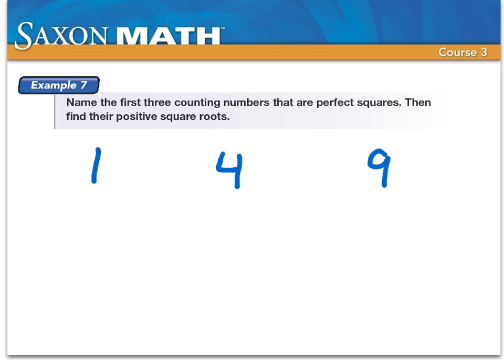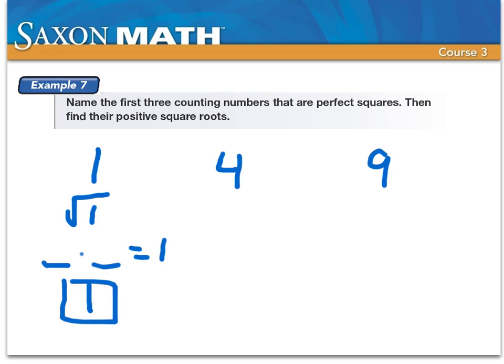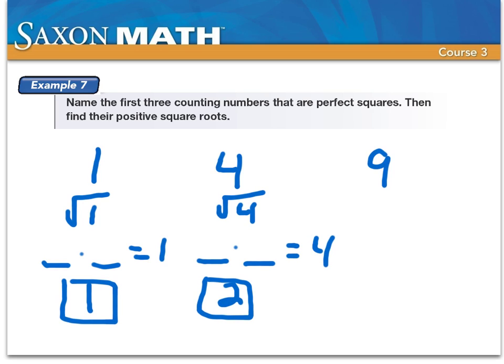So now, their positive square roots. They want to know what's the square root of 1. Means what times itself gives me 1. That answer is 1. Okay, square root of 4. What times itself gives me 4. That answer is 2. And then for 9, the square root of 9. What times itself gives me 9.